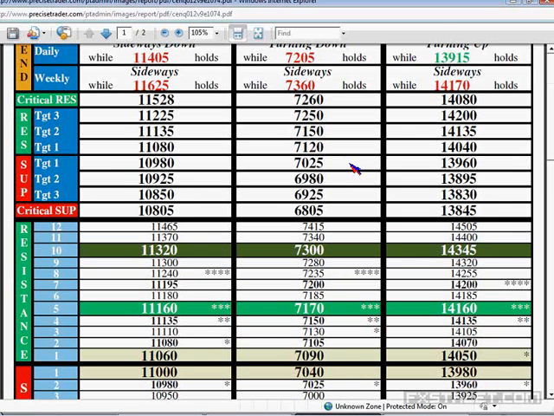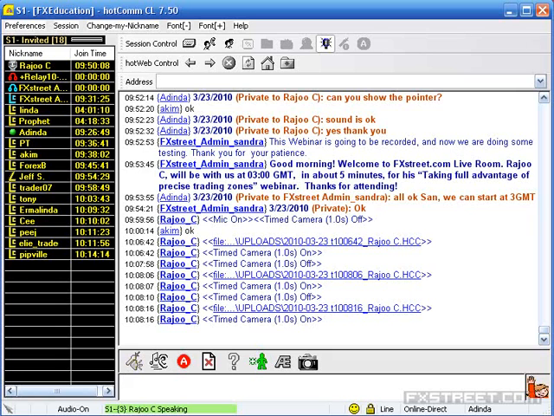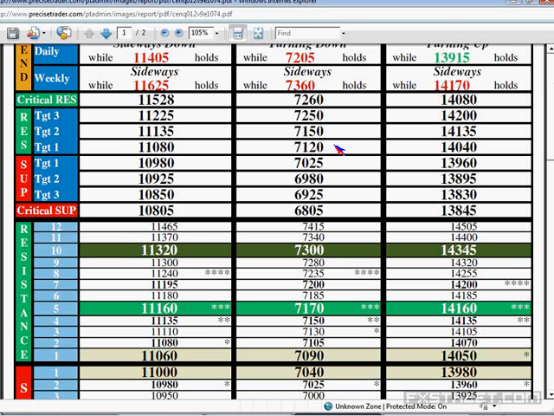So we have 7120, which is our immediate resistance. These are the three levels where you can book your profit: 7120, 7150 and 7250. And we have another level, which is 7170. We call it a U-turn zone or resistance zone 5. In other words, we have 7120, 7150, 7170 and 7250. These are the four levels.